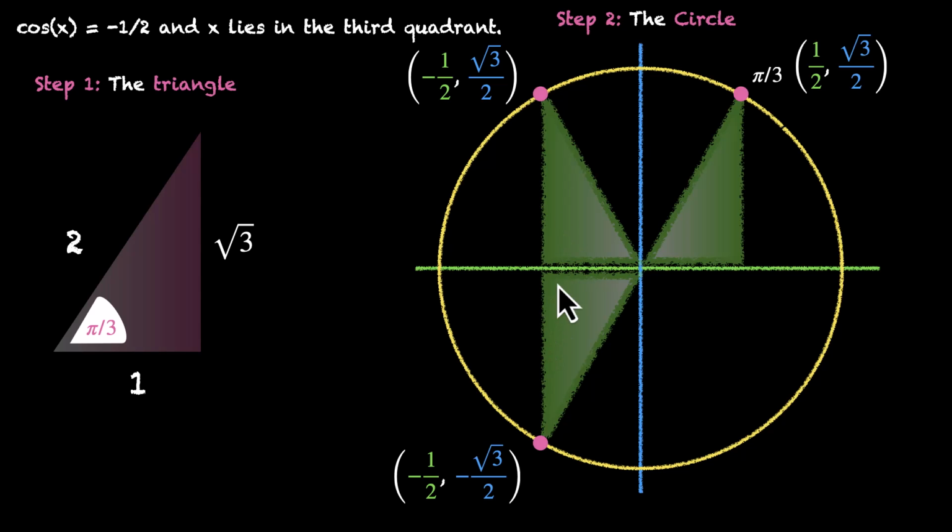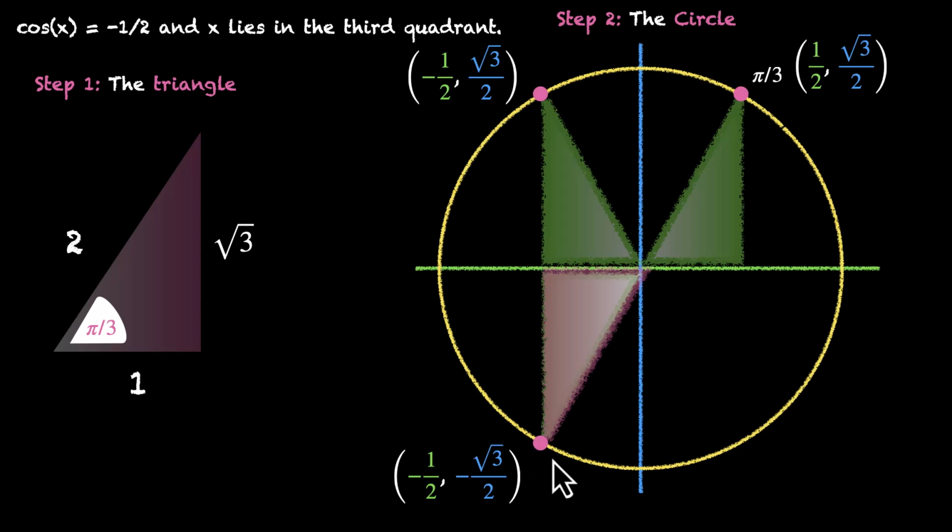Which one should we pick? Well, the answer is on the screen. We should pick the third quadrant because that's the other clue that's given in the question. We're looking for x that's in the third quadrant. So now we know that the triangle that we're looking for is in the third quadrant and the point that we're looking for is this one.